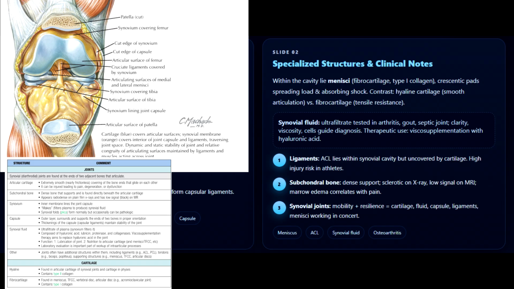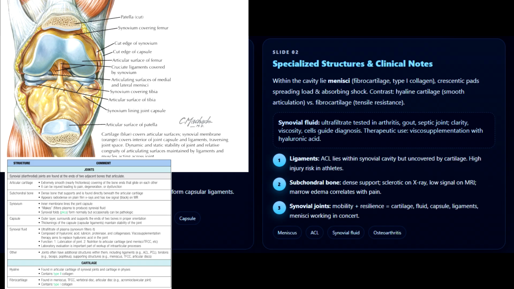Now, surrounding all of this is the joint capsule, a tough fibrous sleeve that attaches at the margins of the articulating bones. The outer capsule itself provides stability, while thickenings of it form the capsular ligaments. In the knee, we can appreciate how essential these reinforcements are, especially given the joint's vulnerability to injury. Athletes, for instance, are prone to tears of the anterior cruciate ligament, the ACL, which lies within the synovial cavity but is not covered by cartilage.